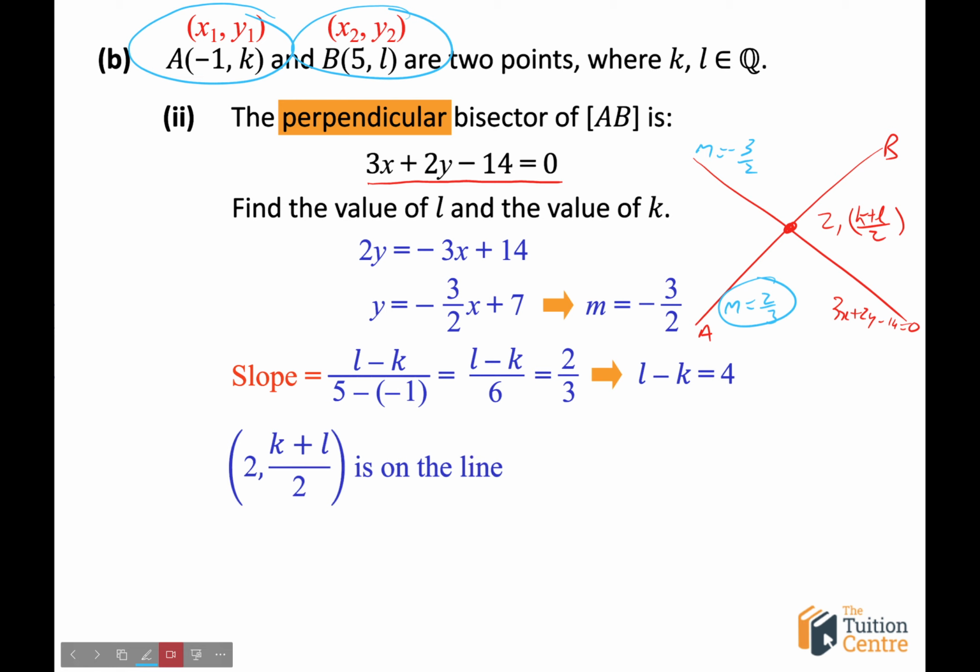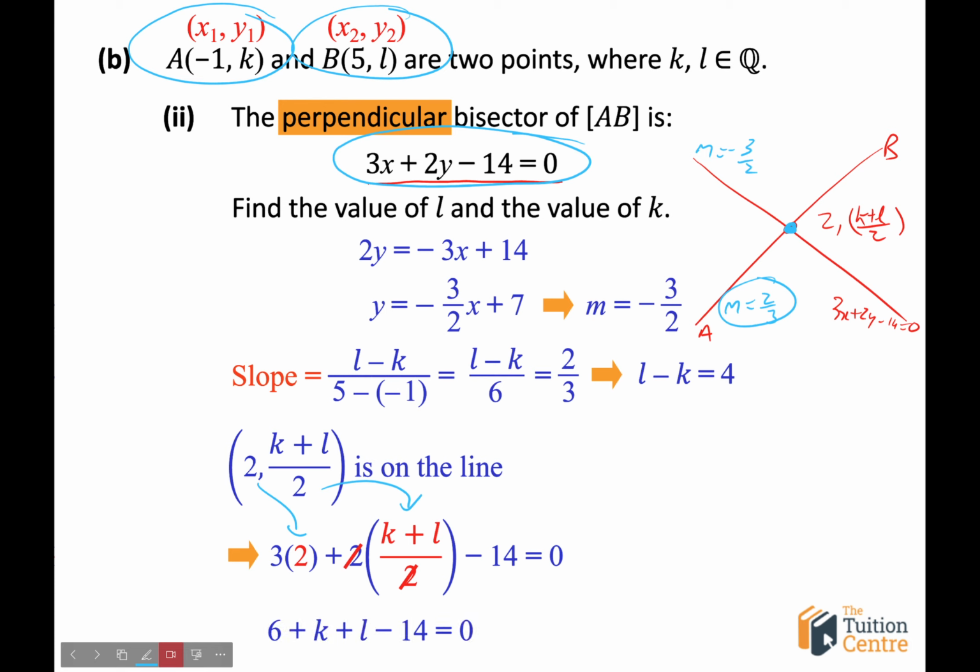We have another bit of information. We know that this point here, (2, (l plus k) over 2), is on the line AB, but it's also on the perpendicular bisector of AB, because obviously that goes through it. So we fill in the 2 for the x and (k plus l) over 2 for the y. The 2's will cancel beside the bracket, and we get 6 plus k plus l minus 14, so k plus l is equal to 8. We now have two equations with two unknowns.